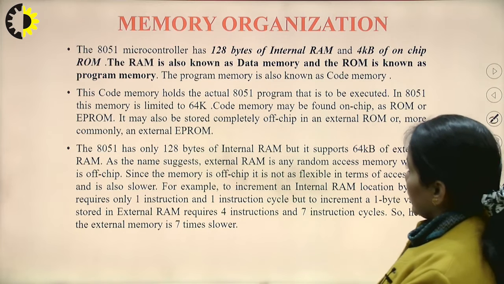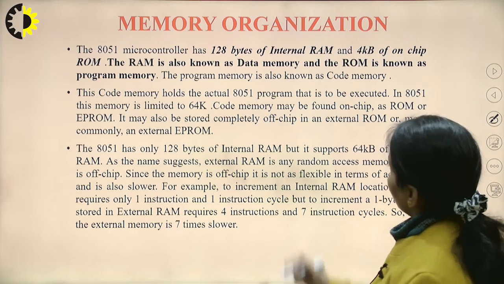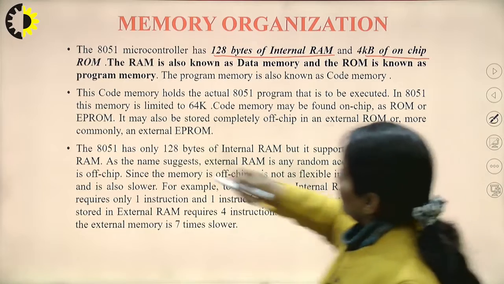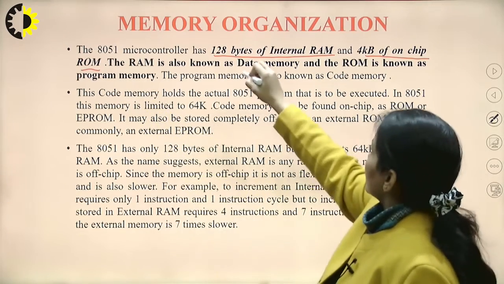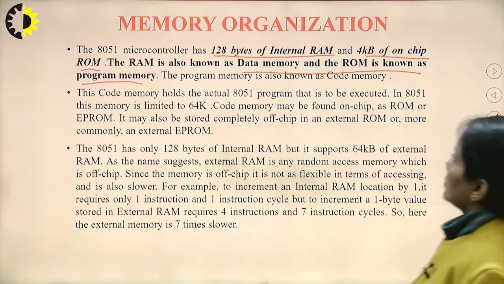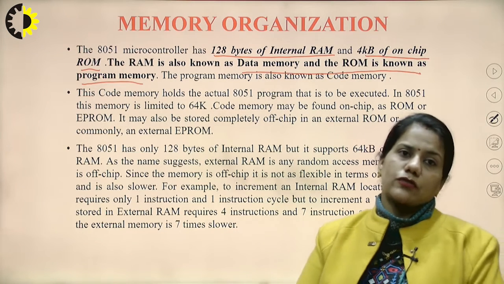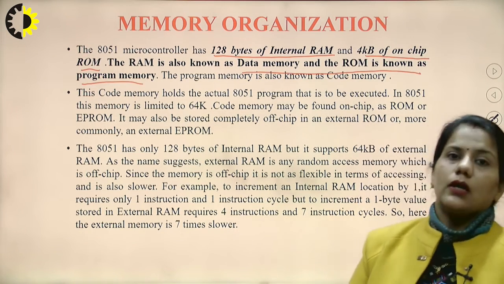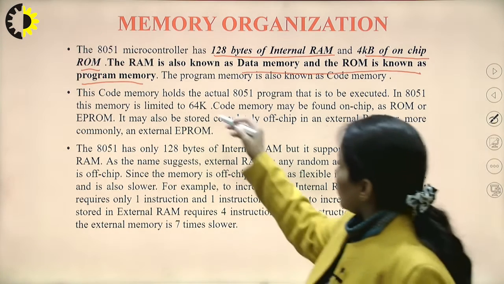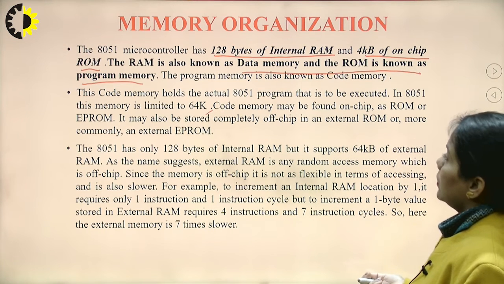Now, when we talk about the memory organization, as I have already discussed, the 8051 microcontroller has 128 bytes of internal RAM and 4 kilobytes of on-chip ROM. The RAM is also known as the data memory and the ROM is known as the program memory. The program memory is also known as code memory. This code memory holds the actual 8051 program that is to be executed, and in 8051 this memory is limited to 64K. So what is this? It means that this memory can be extended up to 64K.